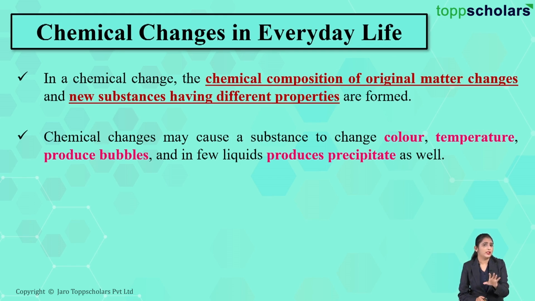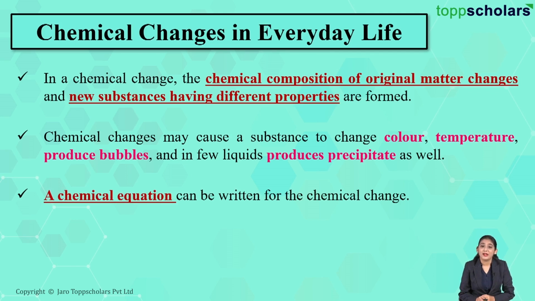Also, friends, during a chemical change, the substance may undergo a change in color, a change in temperature. There may be bubbles which are produced, that is, gas may be evolved. Also, in some cases, you will observe formation of precipitate. But friends, how do we represent a chemical change? Yes, a chemical change is represented by using a chemical equation.